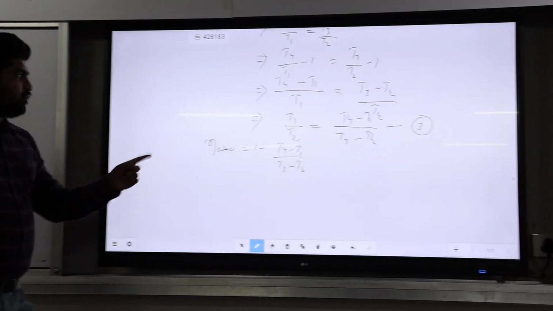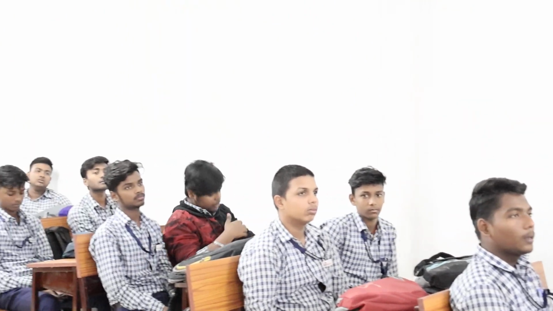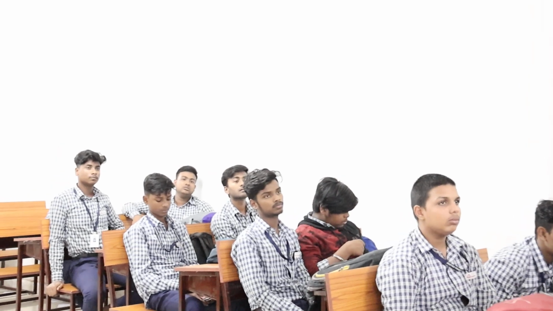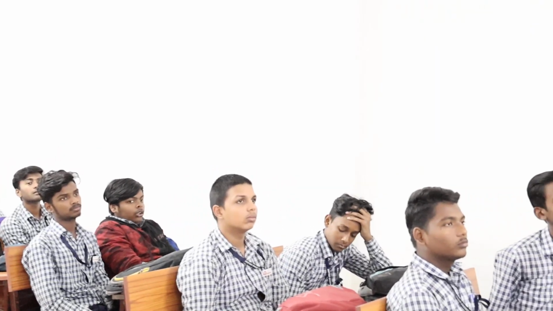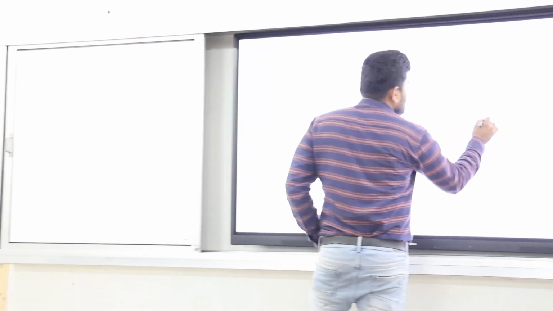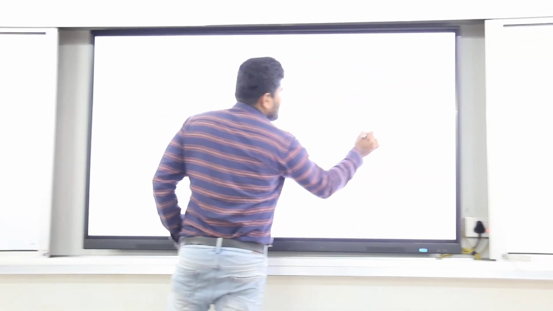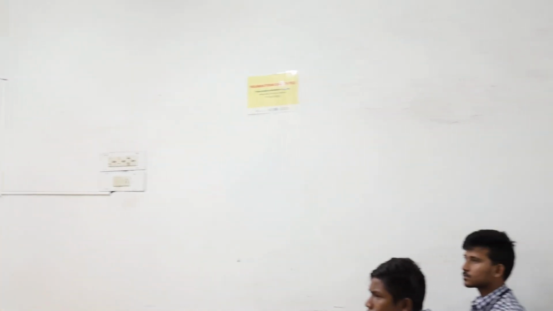Yes or no? So now what did you get? 1 minus T1 by T2. So what is 1 minus T1 by T2? 1 minus T1 by T2 means 1 minus (V2 by V1) to the power gamma minus 1. So what is V2 by V1? Because V1 by V2 equals rc, so V2 by V1 equals 1 by rc.